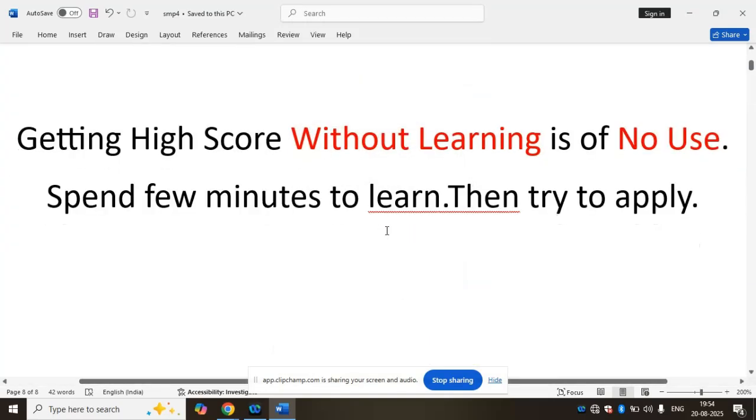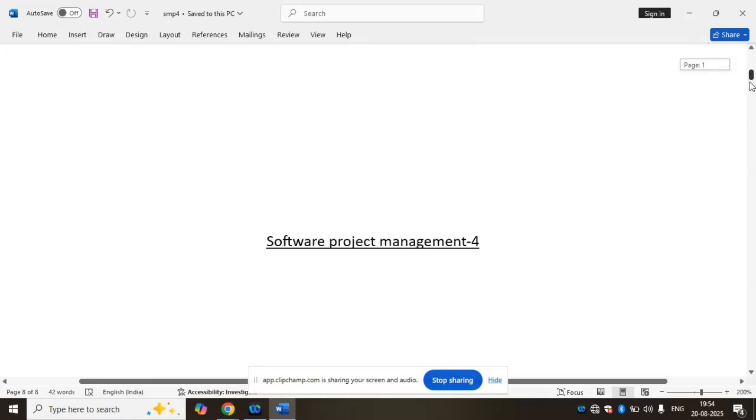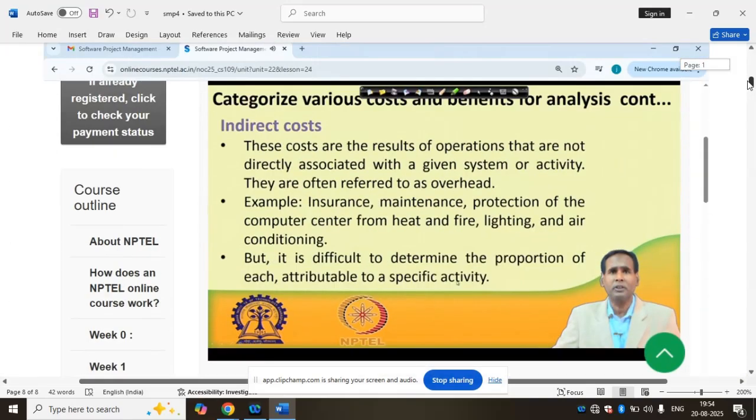Okay. So I have suggestions. Getting high score without learning is of no use. Spend few minutes to learn, then try to apply what you learned. With this, we'll move to the solution. First one.